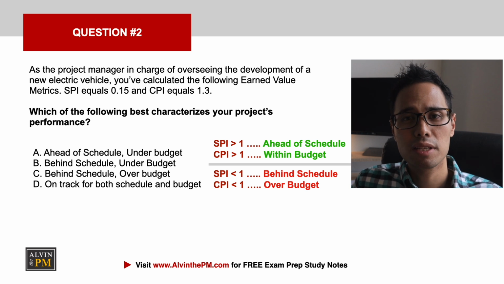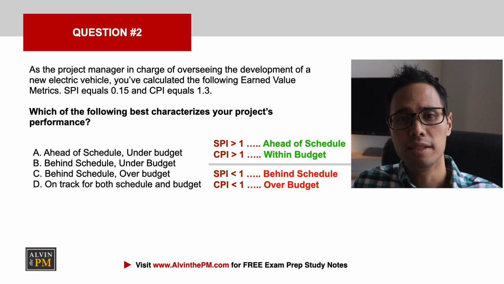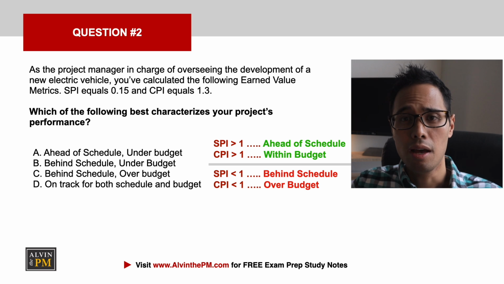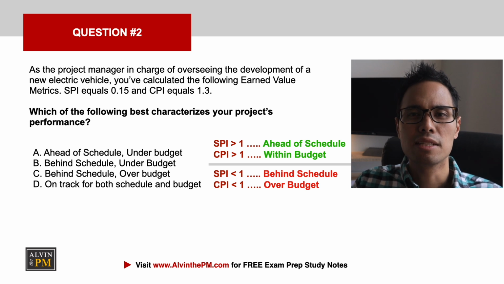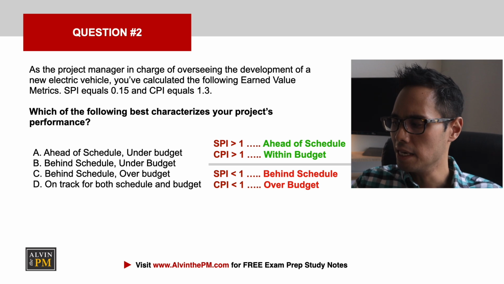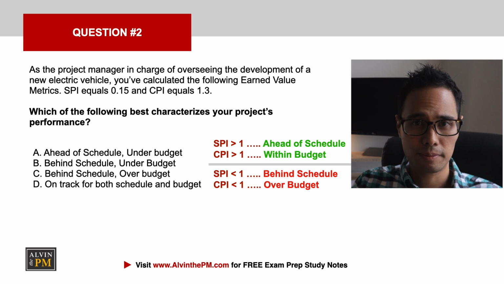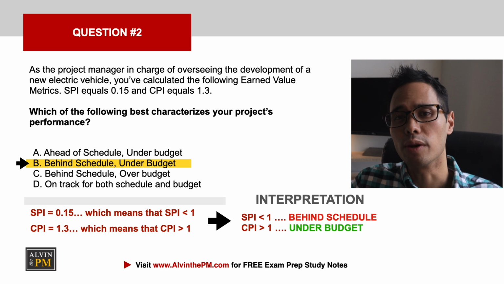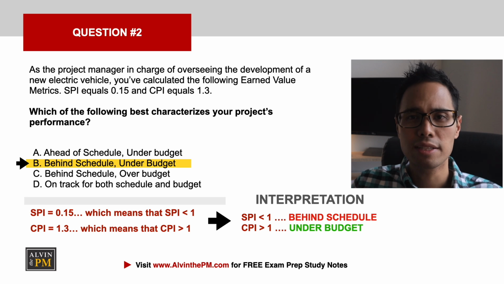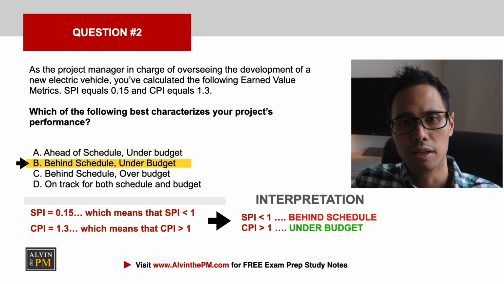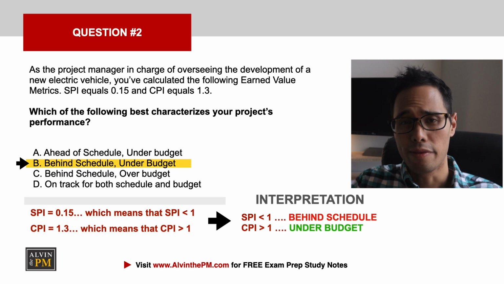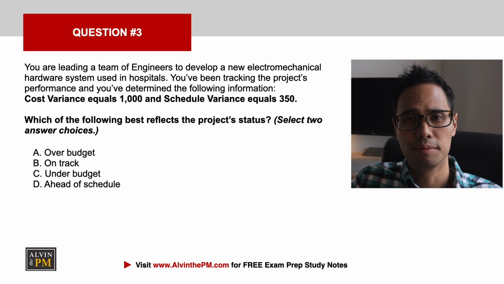Remember, if either of these values are greater than 1, then it's positive news for your project and you're either ahead of schedule or you're within budget. On the other hand, if either of these values are smaller than 1, then it's negative news for your project and you're either behind schedule or you're over budget. In this case, because SPI is less than 1 and CPI is greater than 1, your project is behind schedule and you're also under budget. Therefore, the correct answer must be choice B. With that out of the way, let's move on to question 3.